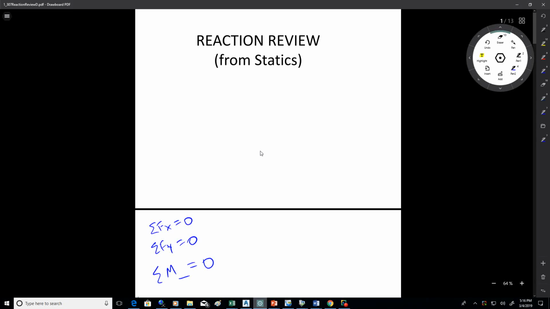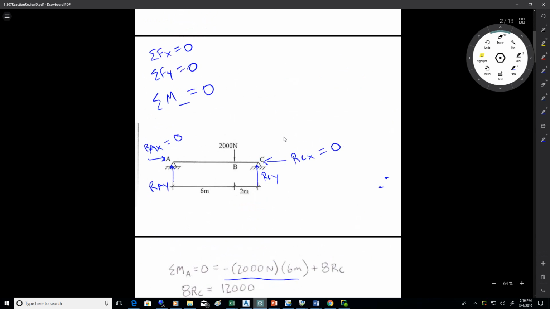All right, we just want to do a review of reactions from statics. I think this is on page 760 of your book, if I remember right. This is just a review of things that we've done in statics. We're going to start getting into beam design, and we use reactions.